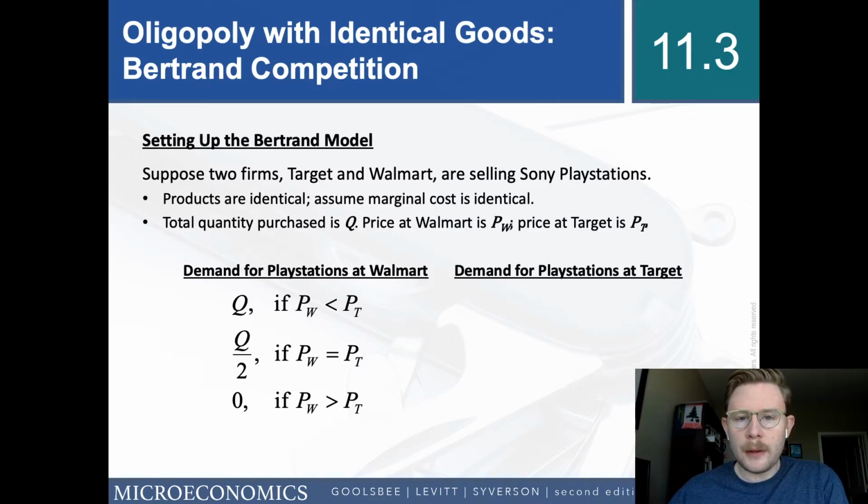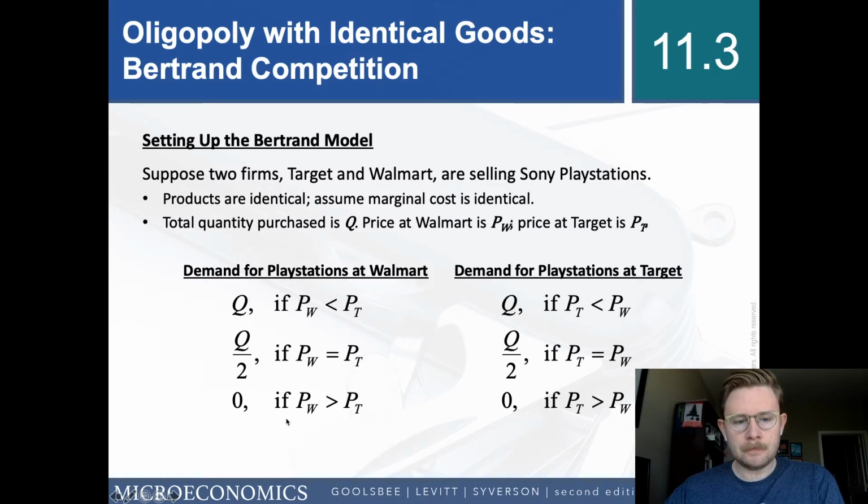So demand for PlayStations at Walmart can be seen by this schedule. Demand is Q, capital Q, the total quantity in the market, if the price at Walmart is less than the price at Target. If you see that the price of a PlayStation at Walmart is less than the price at Target, you'll buy your PlayStation at Walmart instead. The market will be split in half, Q divided by 2, if the price at Walmart is the same as the price at Target, and Walmart will sell 0 PlayStations if its price is higher than Target's price.